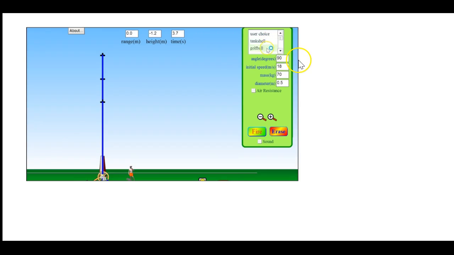So I will choose the person. We'll fire them directly up. Initial speed of 18 meters per second. Mass of 70 kilograms. Okay? Over and over again, we can see the same thing is happening. So now I'm going to change the initial speed. You will notice that they simply do not reach as high of a height, and that they are not in the air for as long.